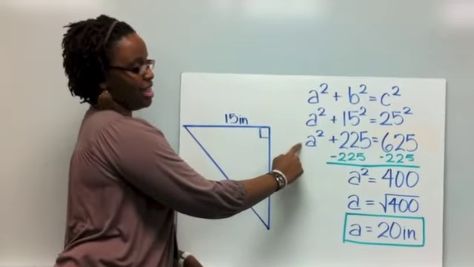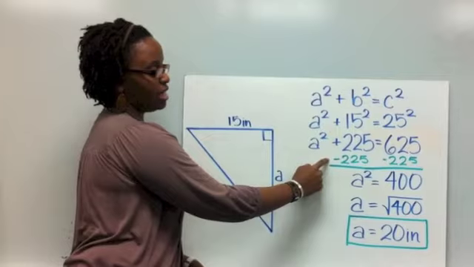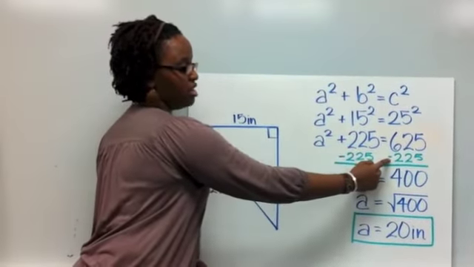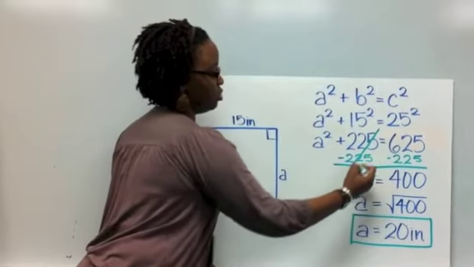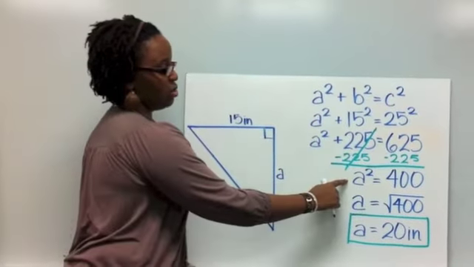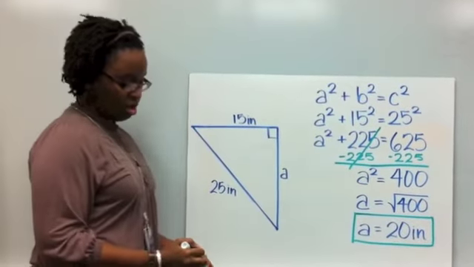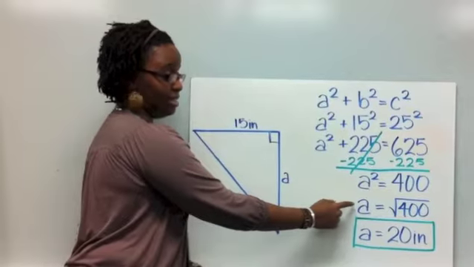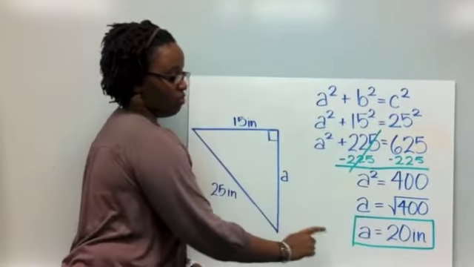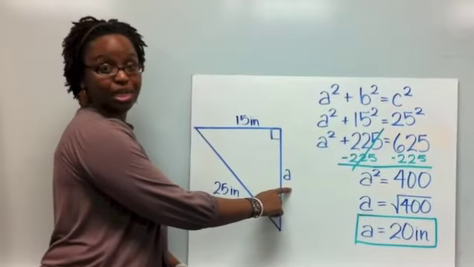We're trying to isolate the A, get it by itself, so we need to get rid of this 225 by subtracting. And whatever we do on one side of the equation, we do the same to the other. So 225 minus 225 is 0, so just A squared is left here. When we subtract on this side, we get 400. Remember, this side is not 400. We need to take the square root to get down to A. And so the square root of 400 is 20. And so our missing side, A, is 20 inches.